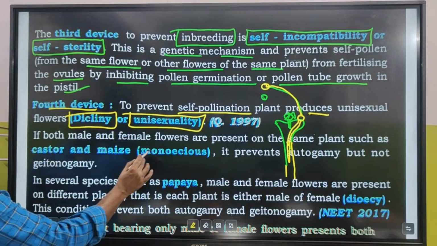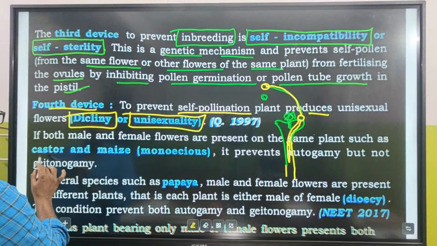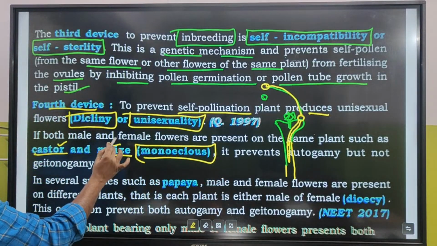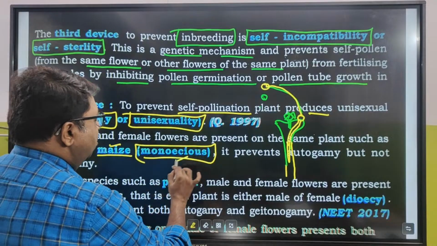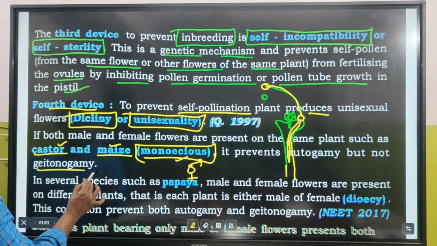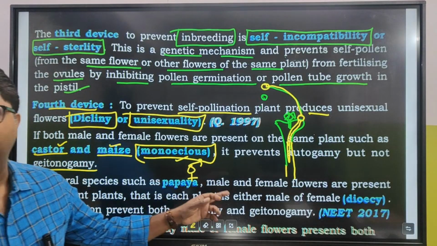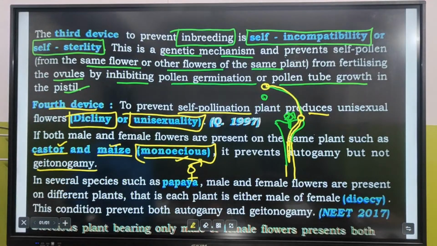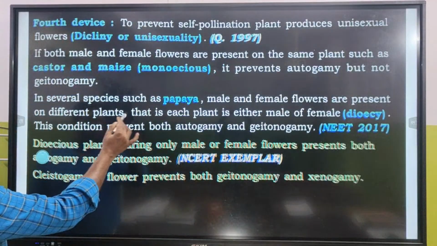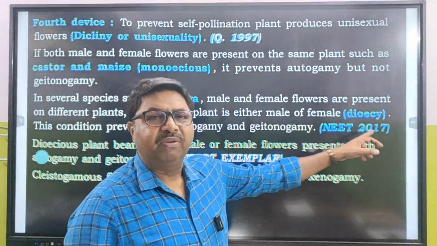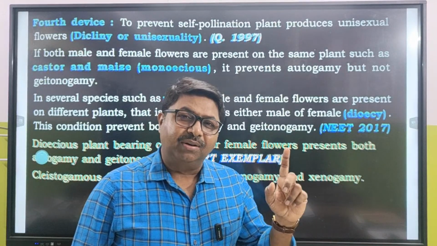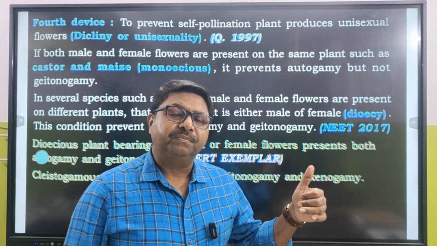If both male and female flowers are present on the same plant, such as castor and maize, that is monoecious. Example is important: male and female flowers are both present on the same plant, we call it monoecious. It prevents autogamy but not geitonogamy. It can stop autogamy but cannot stop geitonogamy. So castor and maize. In several species such as papaya, male and female flowers are present on different plants. That is, each plant is either male or female, called dioecious. Dioecious means unisexual. So papaya is the best example.